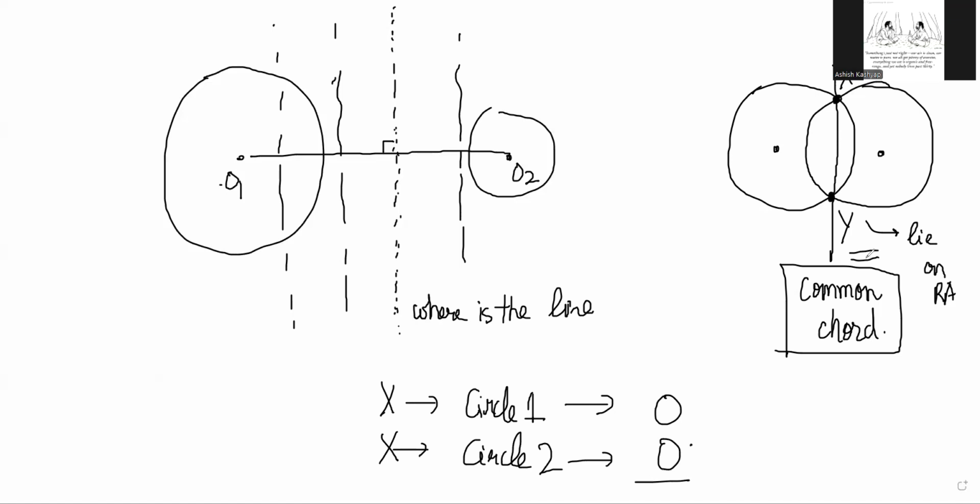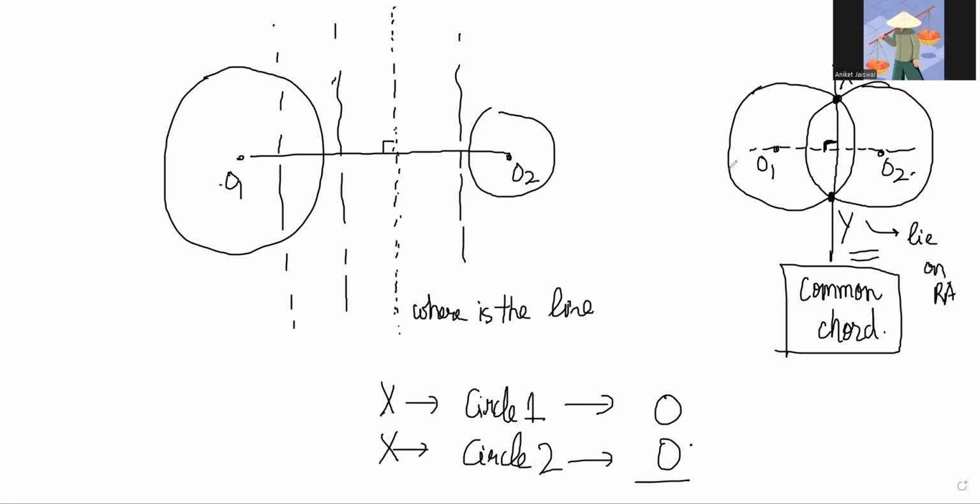Now, two points uniquely determine a line. So if you know 2 points on the radical axis, you already know the radical axis. It's the line segment joining X and Y, right? That automatically tells you that this common chord is radical axis and it is perpendicular to O1, O2. So that also confirms for us that common chord is always perpendicular to the line joining the centers.